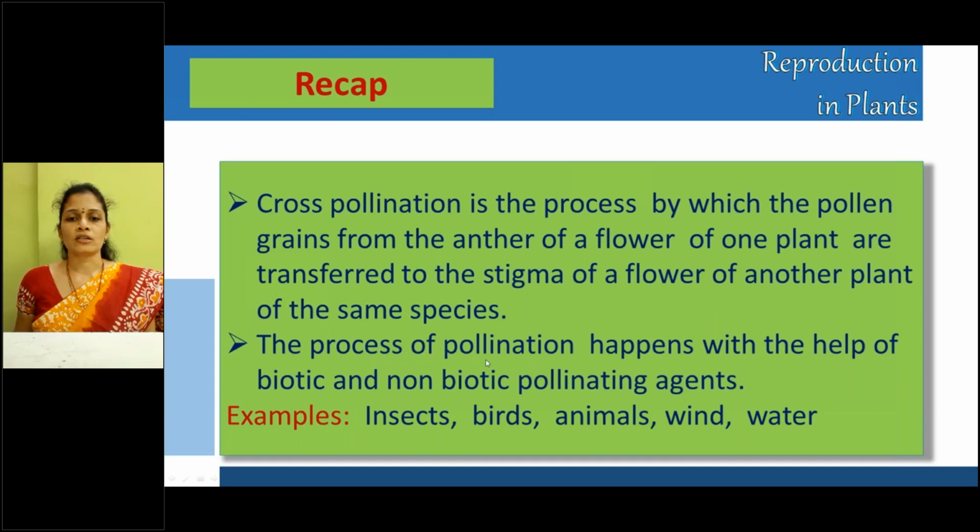The process of pollination happens with the help of biotic and non-biotic pollinating agents. What are the biotic agents? Insects, birds, animals are biotic agents. Wind and water are non-biotic pollinating agents. Hope you all understood this session, children. In this session, we have learned pollination, types of pollination, pollinating agents, and why pollination is important. About this, we are going to learn in our fourth session.